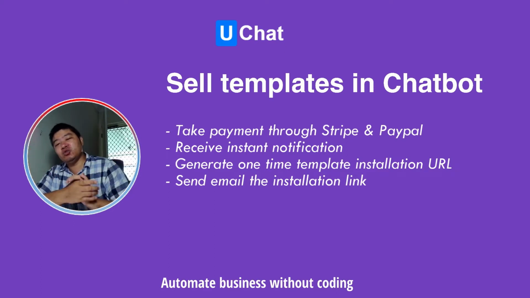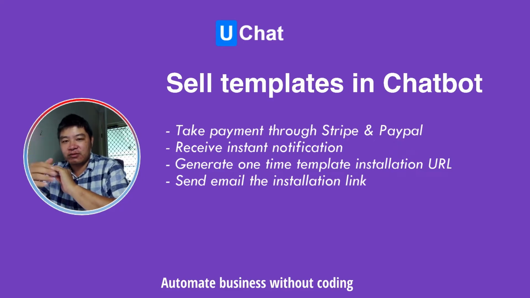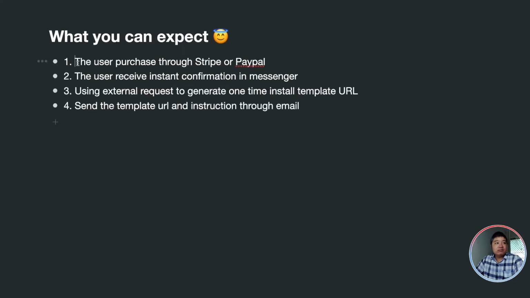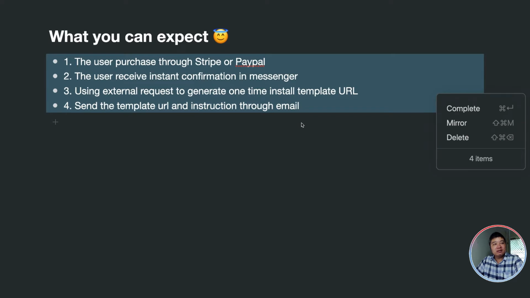If this is something you want to learn and set up, you can follow the video. I will show you how to do this step by step. So let's go back to what you can expect. The user purchases through Stripe or PayPal, and they receive instant confirmation in Messenger. If you are selling in other channels, for example Instagram or WhatsApp, as long as they support buttons, you should be able to make it work. The third is we will use an external request to generate a one-time install template URL. After that, we will use a send email action to send this template to your customer. That is what you can learn in today's workshop.